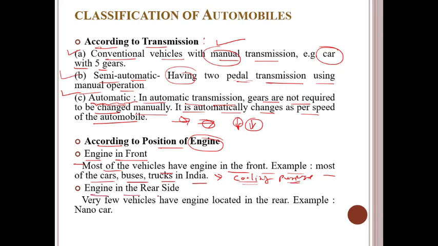Another, second, is engine in the rear side. Very few vehicles have the engine located on the rear side. For example, if you consider the Tata Nano car, the engine is located at the back side or rear side.